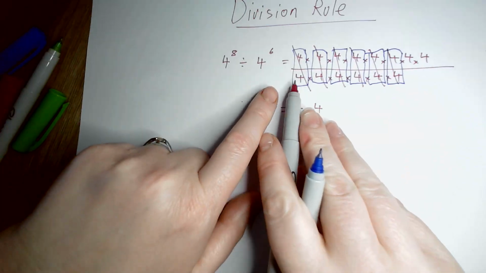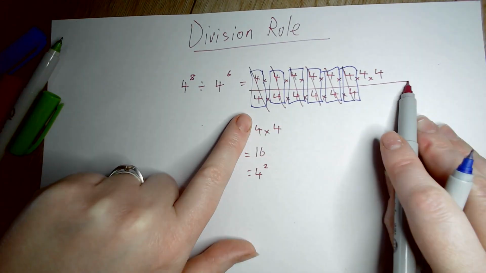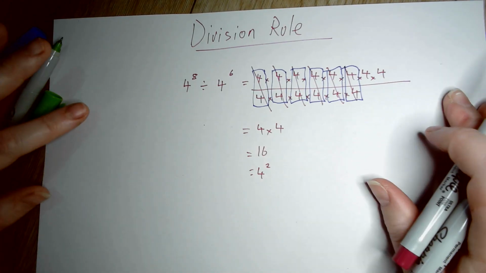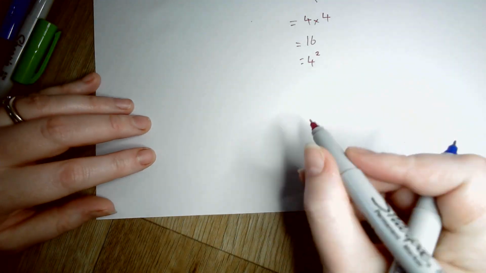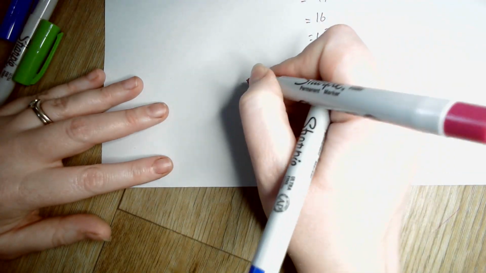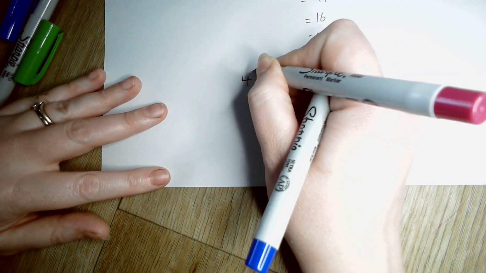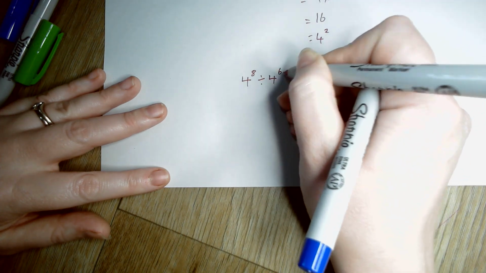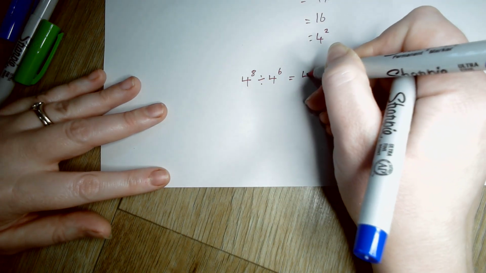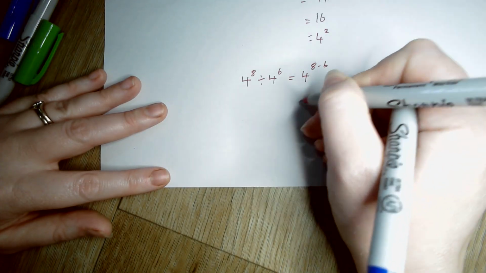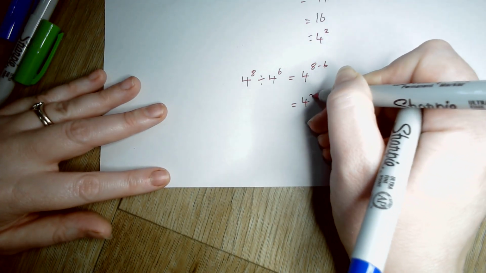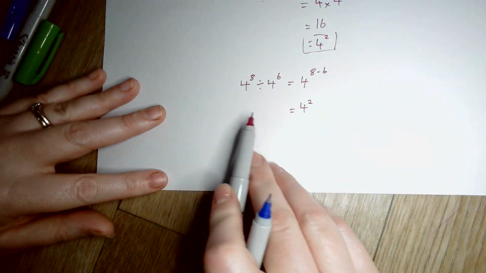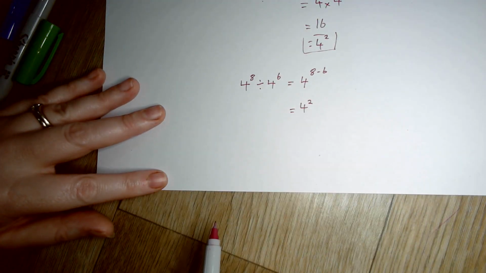Now, if I wasn't going to do this extended thing, which I'm not expecting you to do for every question, but if that helps you, you can. If I wasn't going to spell it out like that, I would just subtract. So let's use our same example so that you can see how to set it out. 4 to the power of 8 divided by 4 to the power of 6. You could just set it out like this. 4 to the power of 8 minus 6, which equals 4 to the power of 2, which is what we had up here. Anyway, that's how you would set out the division rule.